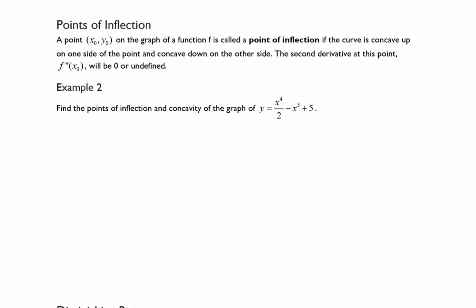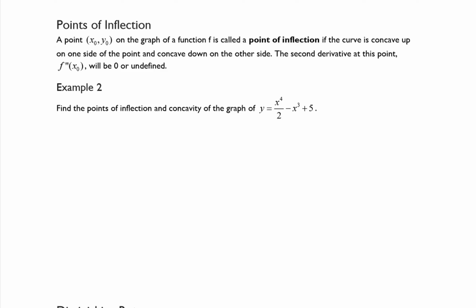A point x sub 0, y sub 0 on the graph of a function f is called a point of inflection, also sometimes called an inflection point, if the curve is concave up on one side of the point and concave down on the other side. The second derivative at this point, f double prime of x sub 0, will be either 0 or undefined.